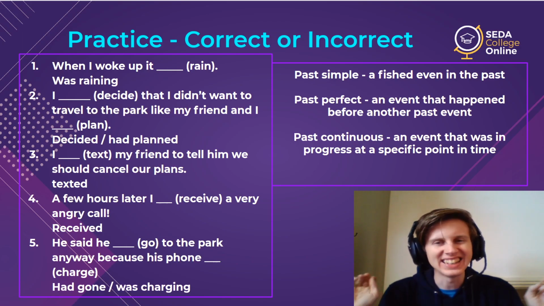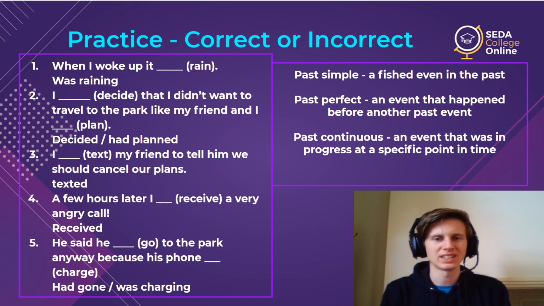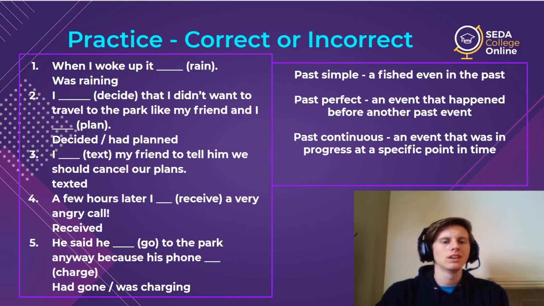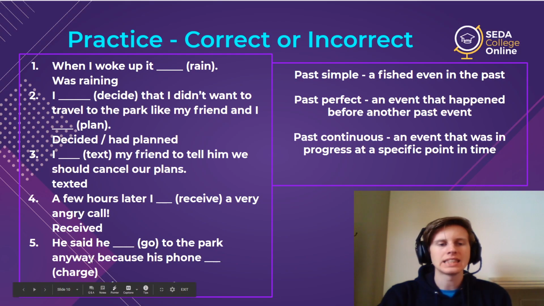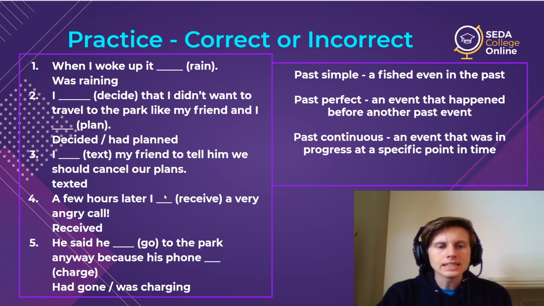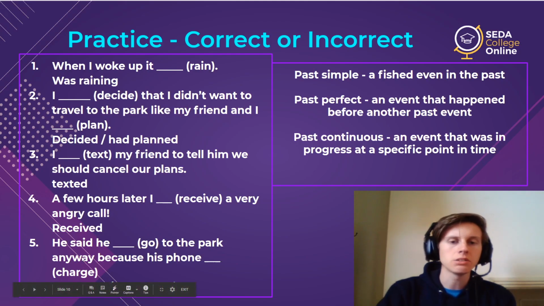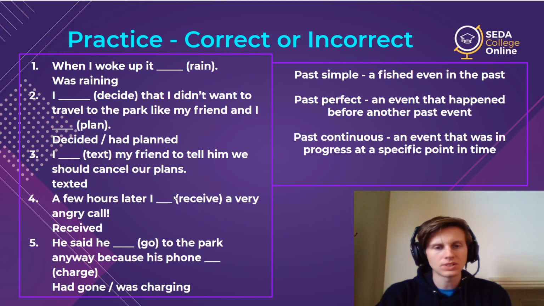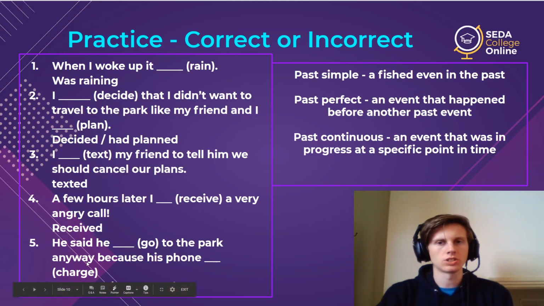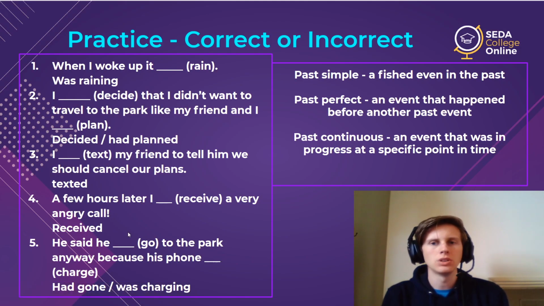Oh no, we need 2 of the special tenses, the past perfect and the past continuous. So why? Well, really it's because these 2 sentences are very strongly connected. A few hours later, I received a very angry call. And what happened then? Well, my friend said that he had gone to the park anyway. So before I received a call, he had gone to the park because his phone was charging. So during the time when he went to the park, his phone was charging. It was plugged into the wall, so he didn't see my text.